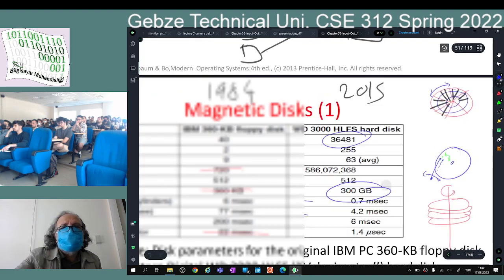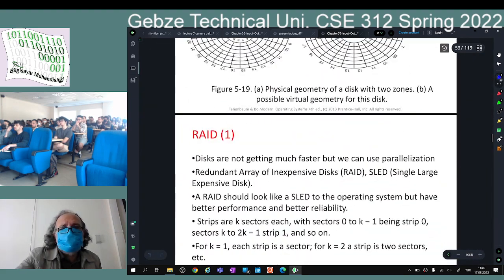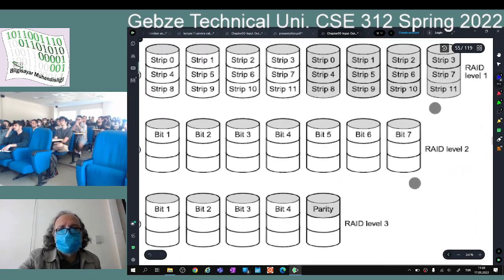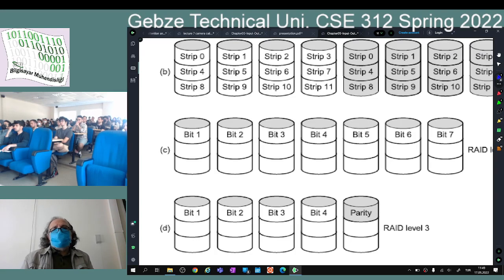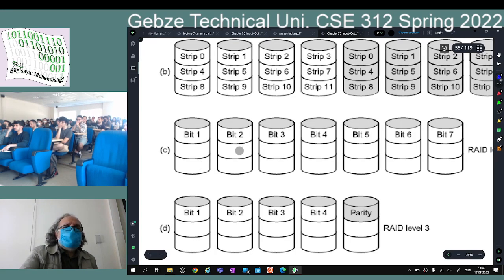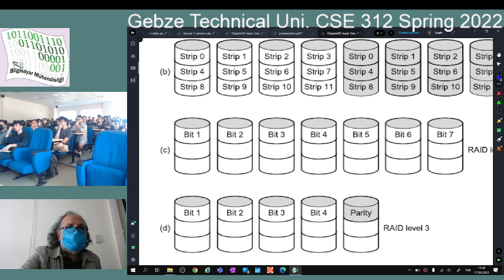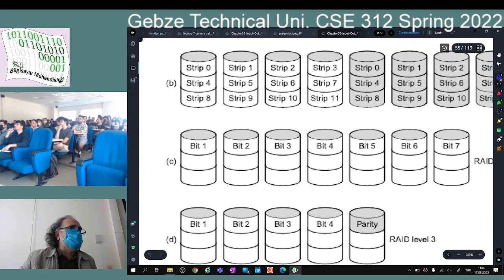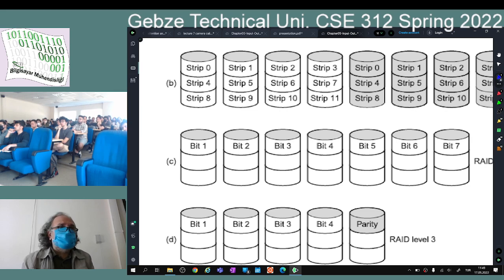Some people said, why don't we run 8 disks at the same time? For each byte, keep the bit number 1 in the first disk and the bit number 1 in the second, third, fourth, fifth, etc. Right? So instead of using a single disk, I am using 8 disks or 7 disks, and I am dividing my data into these 7 disks bit by bit.